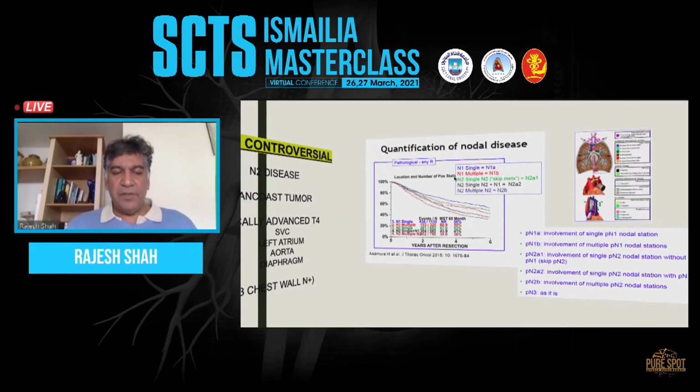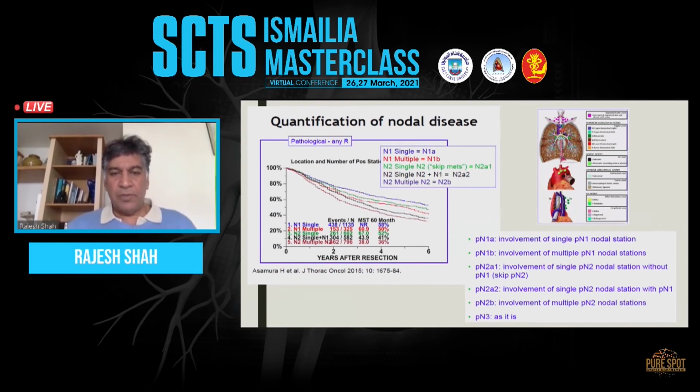The nodal stratification is quite important, and the reason why it's important is because the survival curve is different. As you can see, the blue line represents N1 disease, or just in the hilum, single hilar lymph node metastases. The prognosis is better than when you have multiple hilar lymph node metastases. And when you have single N2 or multiple hilar lymph node metastases, the survival curve is almost similar. And as we have multiple lymph nodes involved in multiple stations in N2 disease, the survival is even worse.